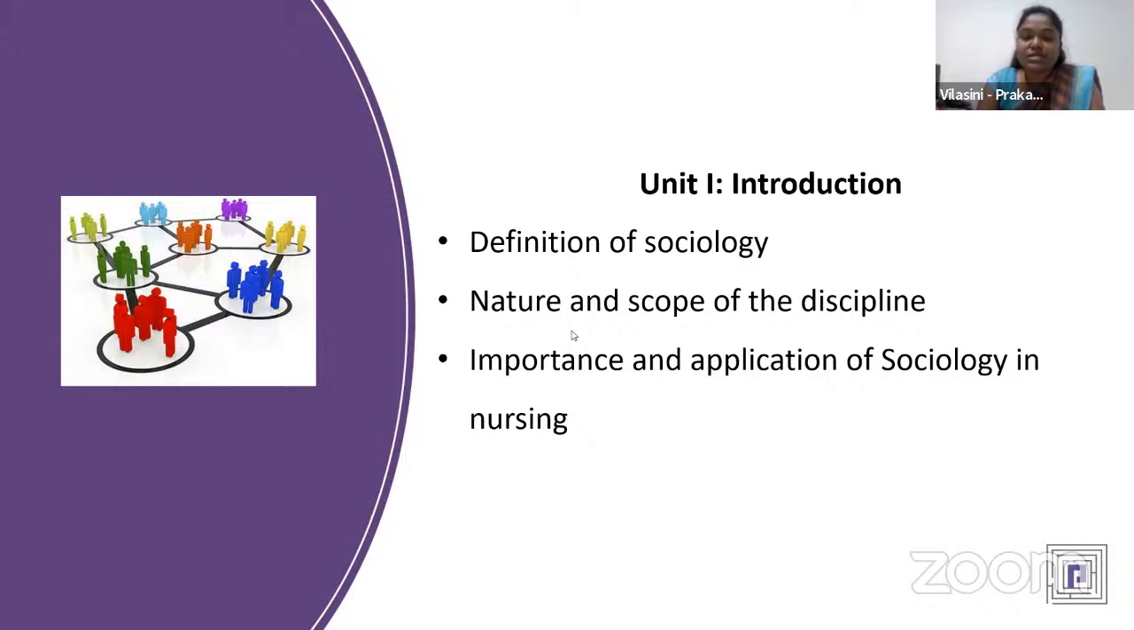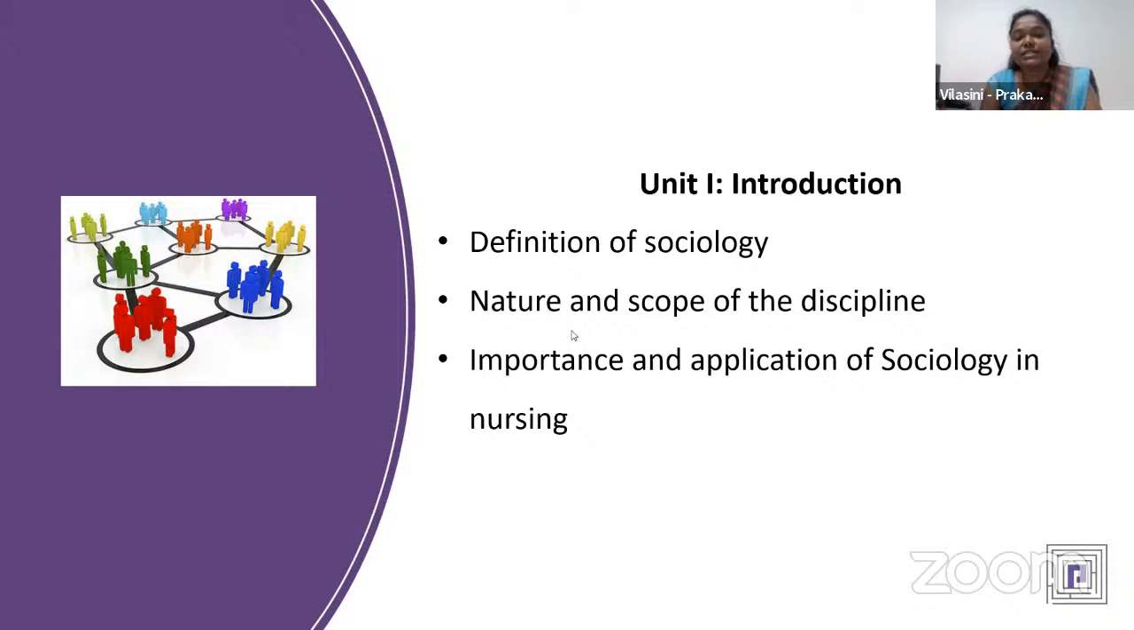Not only about social relationships, it is about complete social phenomena, where we can even study the social actions and the social behavior of a person individually. So it is defined as a science of society.